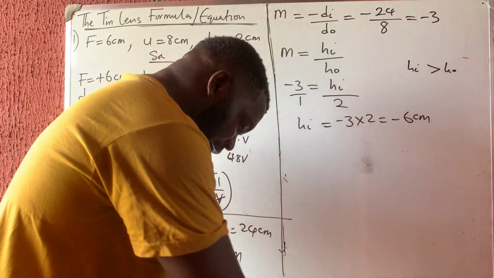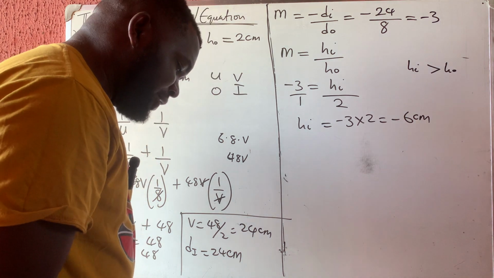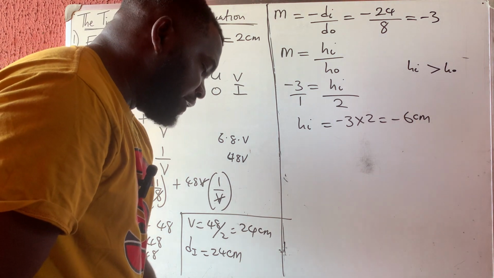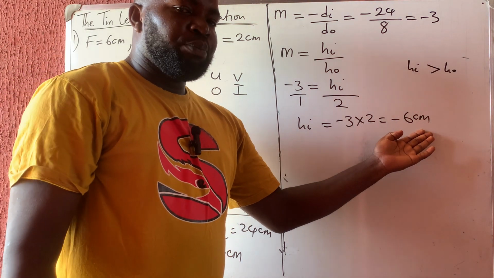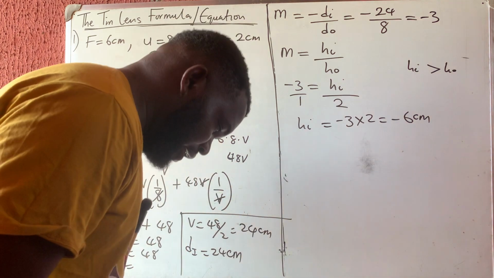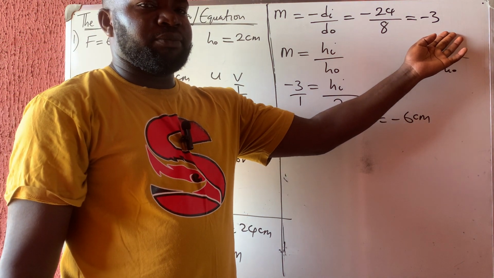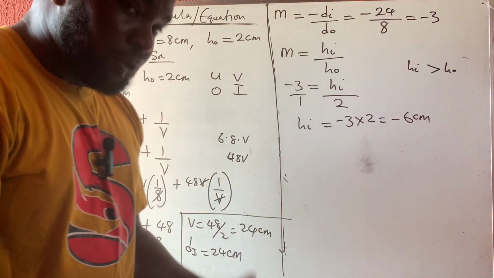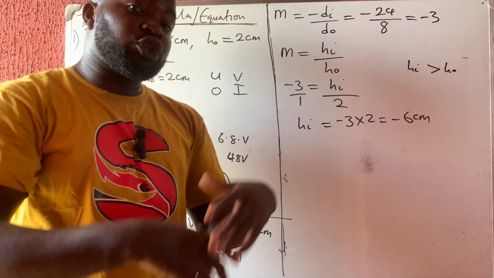So it depends on what they ask you to find. They say, where is this image located? We'll find out. Then if they say, how tall is this image? This image is 6 cm tall, but inverted. Then if they say, what is the magnification? The magnification is 3, or you say negative 3. Negative shows how the image is, but the magnification is 3.